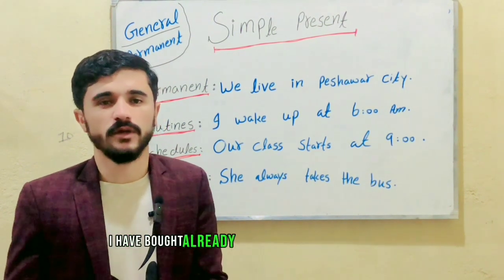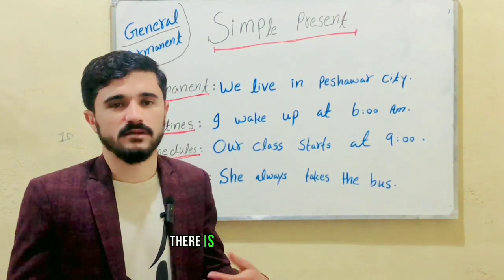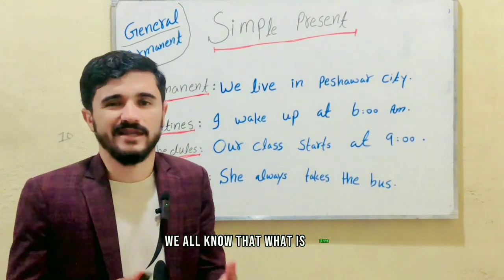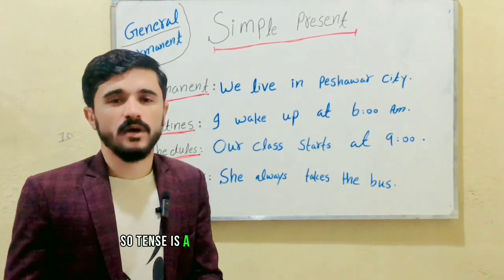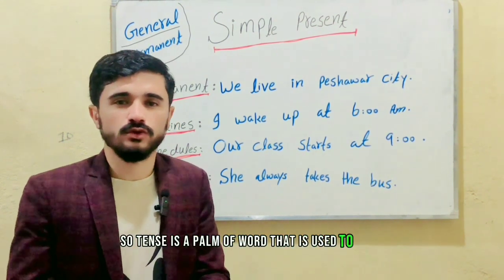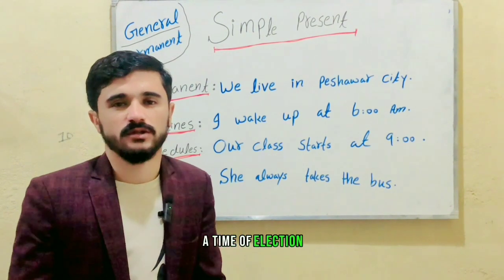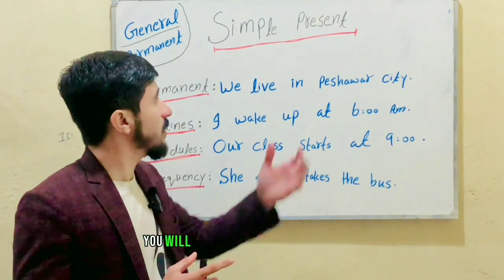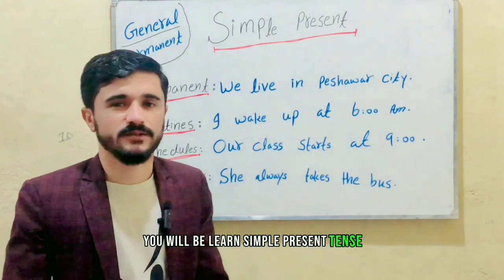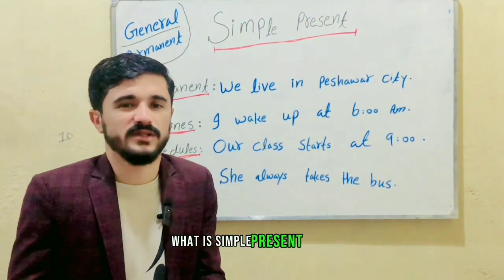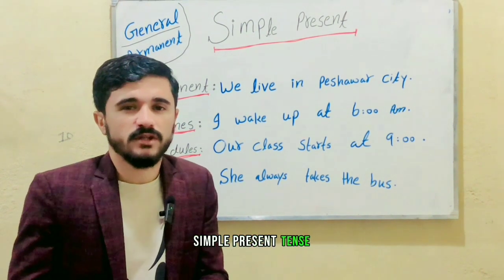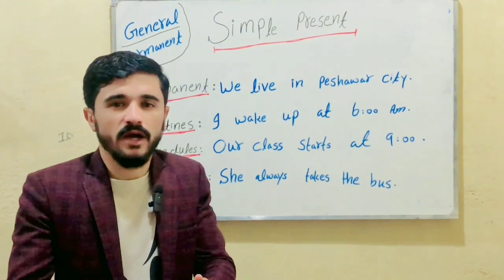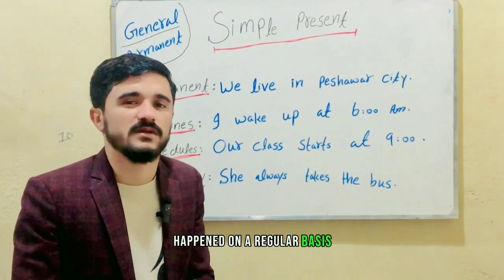Today I have brought a very amazing topic for you, that is present simple tense. First of all, we all know what tense is. Tense is a form of verb that is used to show the time of an action. We have 12 tenses, but in this video you will be learning simple present tense. So what is simple present tense? Simple present tense shows the time of an action which happens on a regular basis.